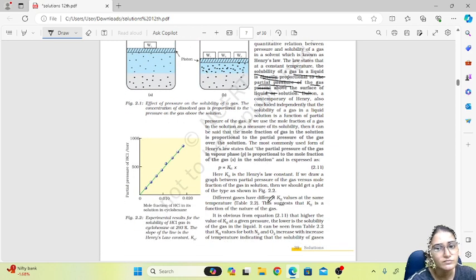If you use the mole fraction of gas in the solution as a measure of its solubility, then it can be said that the mole fraction of gas in the solution is proportional to the partial pressure of the gas over the solution. So this is the modified statement of Henry's law using mole fraction as the solubility factor. The most commonly used form of Henry's law states that the partial pressure of the gas in the vapor phase is proportional to the mole fraction of the gas in the solution, and it gives the formula P = KH x, where KH is called Henry's constant.